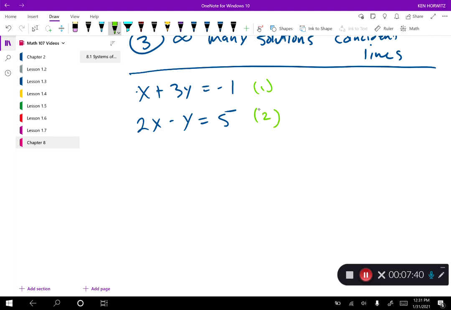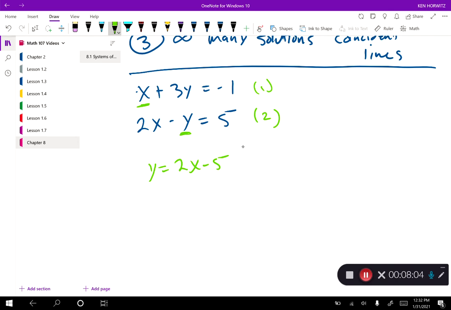And you could pick either one. Either I could solve for this x or I could solve for this y. Probably equally as easy to do with either one. So I'm going to take equation number 2 and solve for y. So I get y equals 2x minus 5.